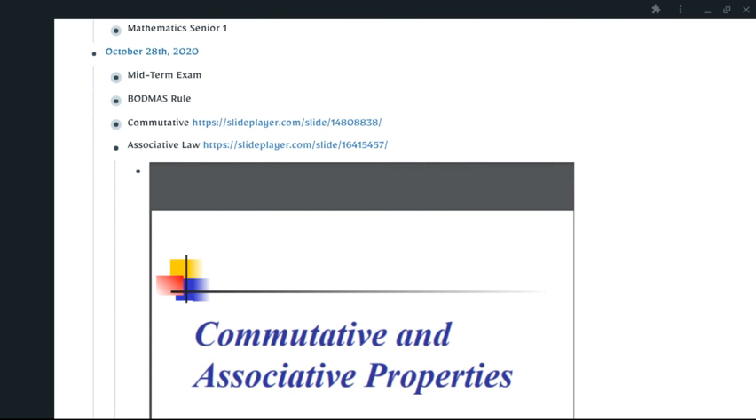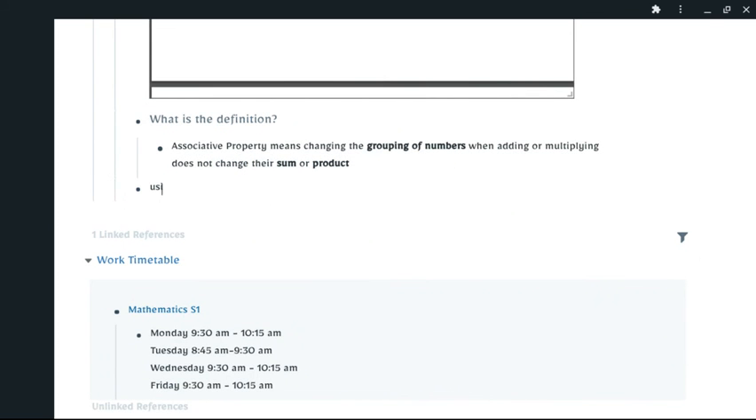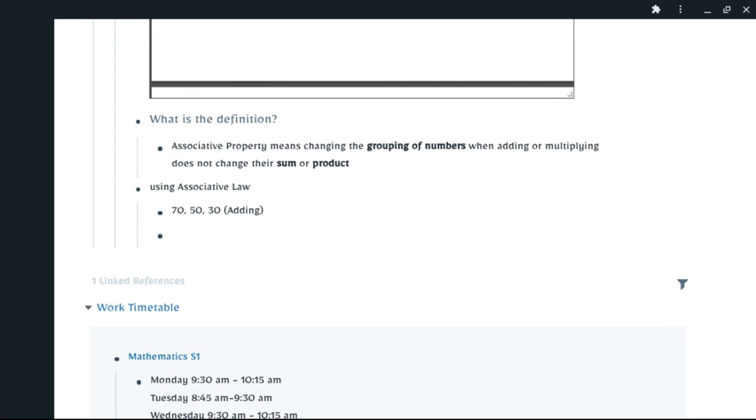So I'm going to do two examples to show you how you could associatively add and multiply numbers. Let's say I have three numbers, 70, 50, and 30. So using associative law, three numbers, 70, 50, and 30, and they're adding. Remember, this is on page 9 in your book too, but I'm just going through and giving a summary. So we're trying to add these three numbers.